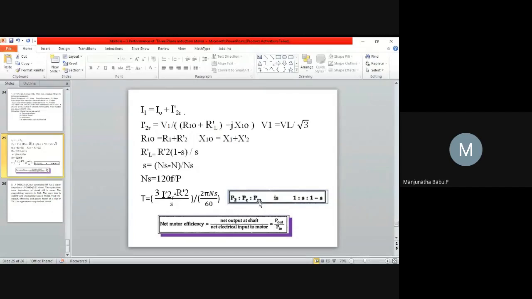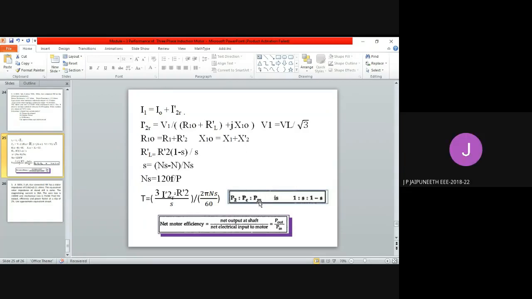Check once again. 0.97 into 36.23 kilowatts. 1 minus 0.03 is 0.97. Yes, sir. So 35.14 kilowatts.